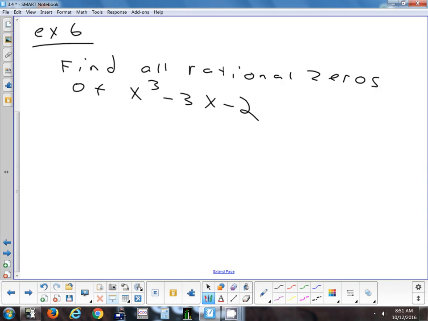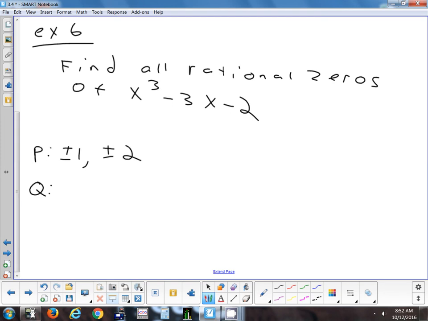So let's start with our list of possibilities, and then we'll try to narrow it down. P is the factors of the what? Yep. P is the factors of the constant. This time, what's my constant? Negative 2. That's a much easier number to work with than the first one. What are the factors of negative 2? 2 and 1. Yeah, that's it.